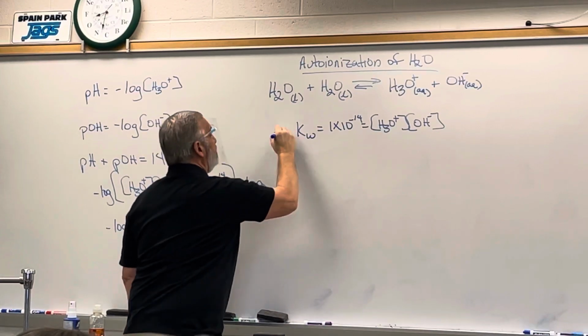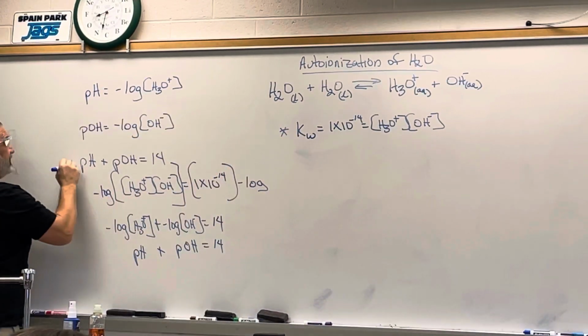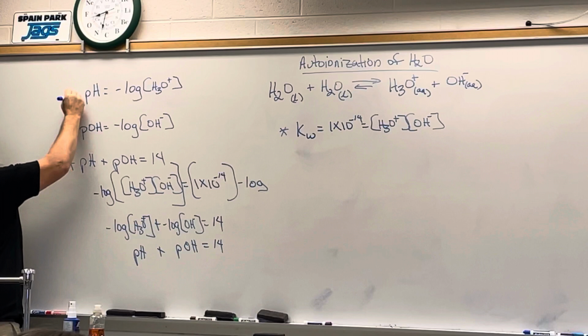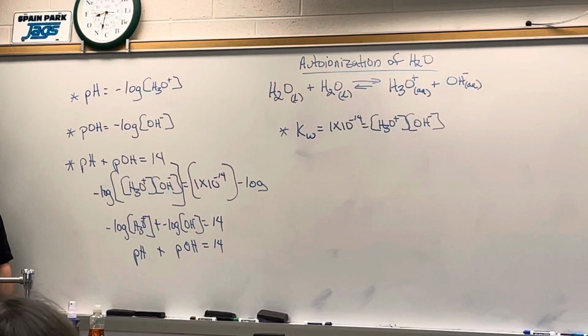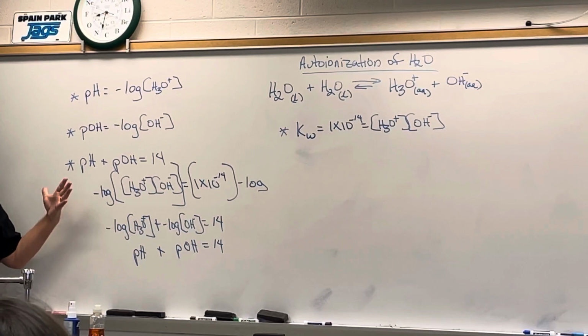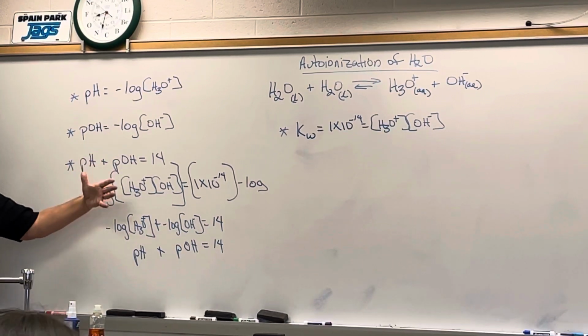So this equation, this equation, this equation, this equation, everything you need to know about pH. Now, by the way, pH will only apply to Arrhenius acids and bases because you have to have H3O plus, you have to have OH minus.